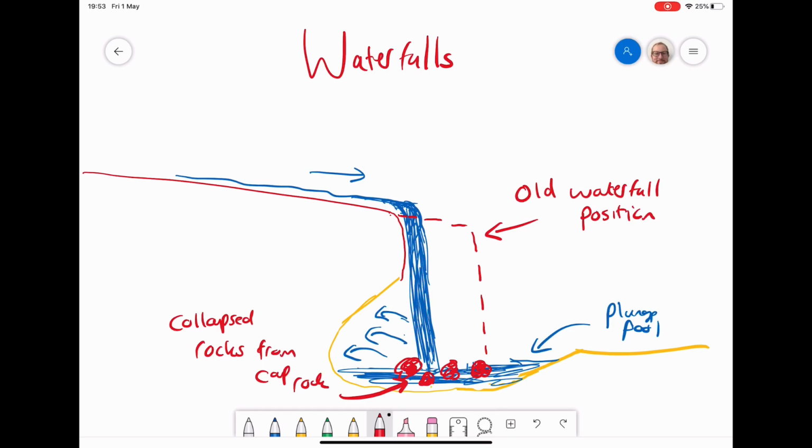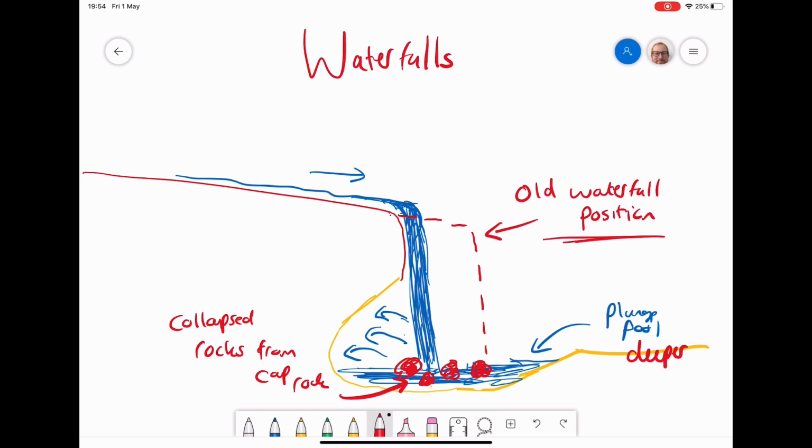We can see all the collapsed rocks have fallen into the plunge pool. They get moved around in there and they help the process of abrasion, so they make that plunge pool deeper, and if pushed around enough they can also help continue to undercut. Now we've got a new position of the waterfall and we can see the old position of where it was.